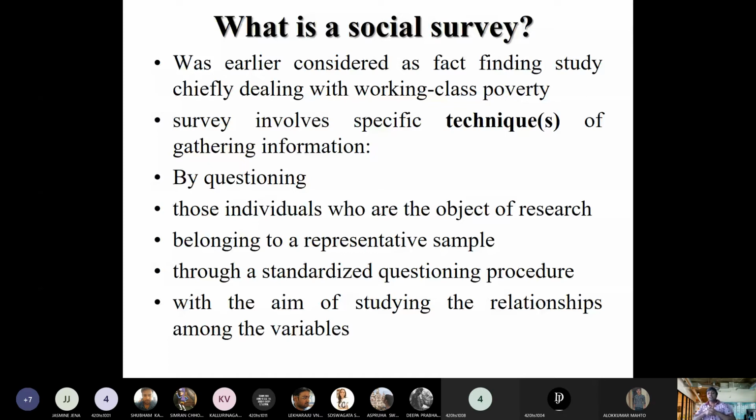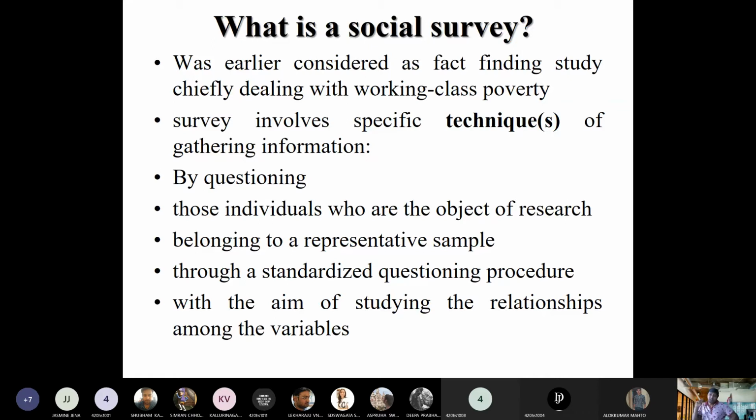Through a standardized questioning procedure. We take a standardized questionnaire, because in a survey we generally want to ask specific questions to a specific group of people. As I have already told you, the questionnaire helps us standardize the data and the information, which helps in writing very good reports. So, with the aim of studying the relationship among various variables, we need to do the survey.